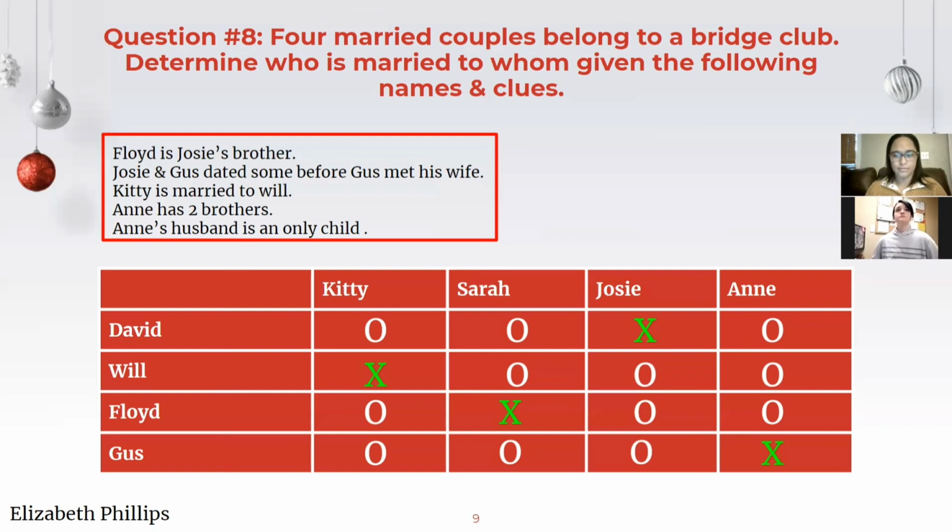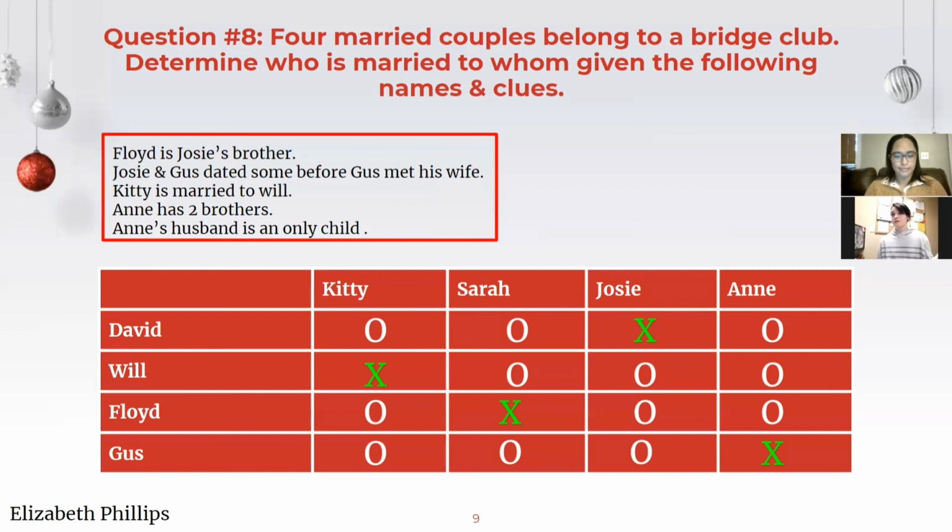Next, when we look at our second clue, Josie and Gus dated some before Gus met his wife. Well, if Josie has already dated Gus but isn't married to him, that means he will not be married to Josie. Josie can't be married to Floyd either because Sarah's married to him, and she can't be married to Will because Kitty's married to him, which means Josie would have to be married to David.